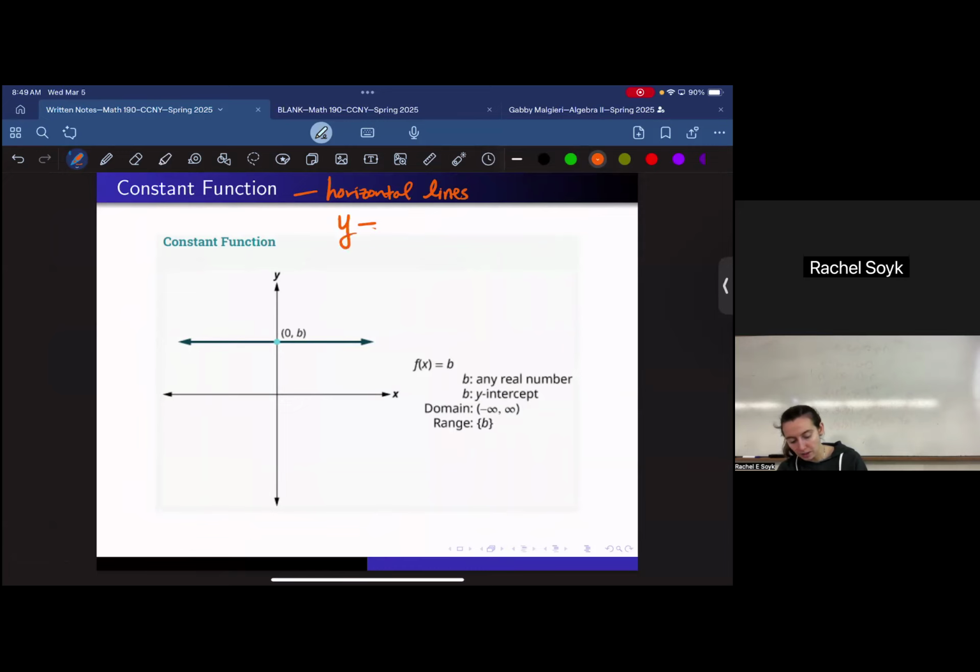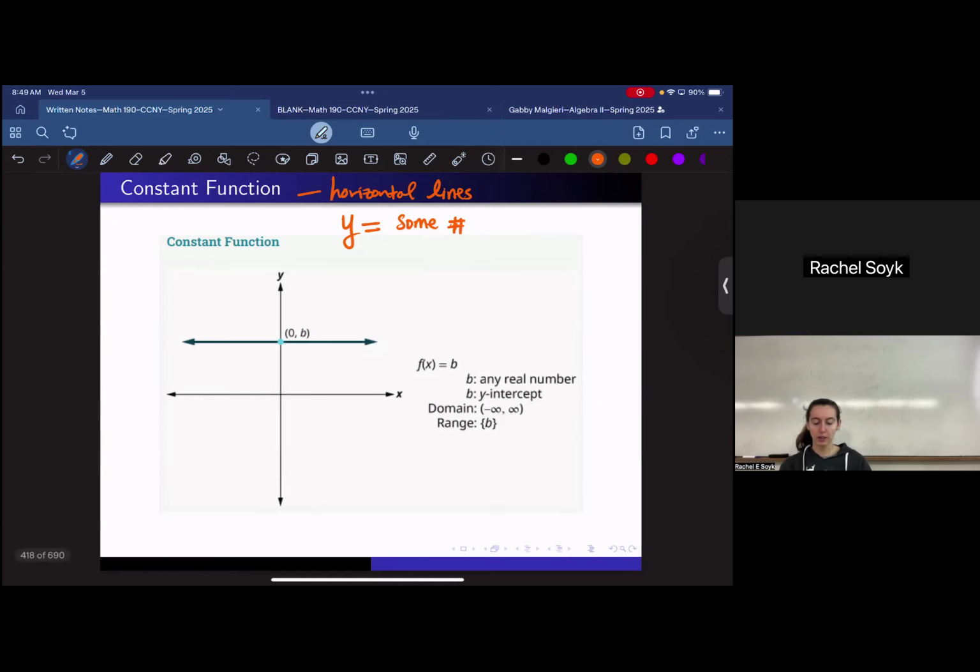Our y is equal to some number. It's a function because it passes the vertical line test. It's just not known as a special function because it fails the 1-to-1, aka the horizontal line test everywhere. And a cool thing to note, our domain is still all real numbers, but our range is just one specific point. It's just whatever this y value is. In this case, we are denoting it as our b.